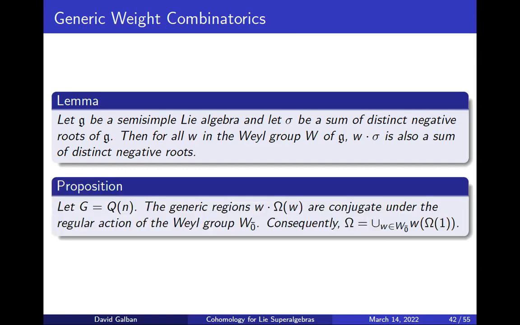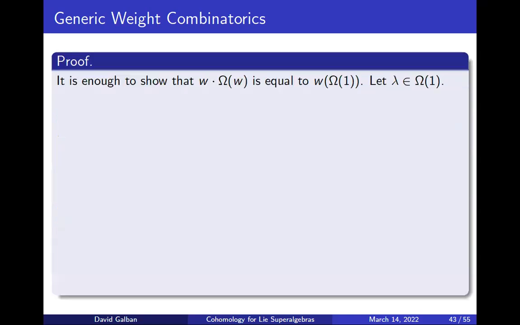Based on this, we have the following result, where as long as G is just equal to Qn, then it turns out that the generic regions, so the ones defined before, the W dot omega W, are going to be conjugate under not the dot action this time, but the regular action of the Weyl group W0. And so consequently, we can say that omega is just going to be the union over all the ordinary conjugates of just omega 1. And roughly how we can see that is it's just going to be enough to show that W dot omega W is equal to W of omega 1.